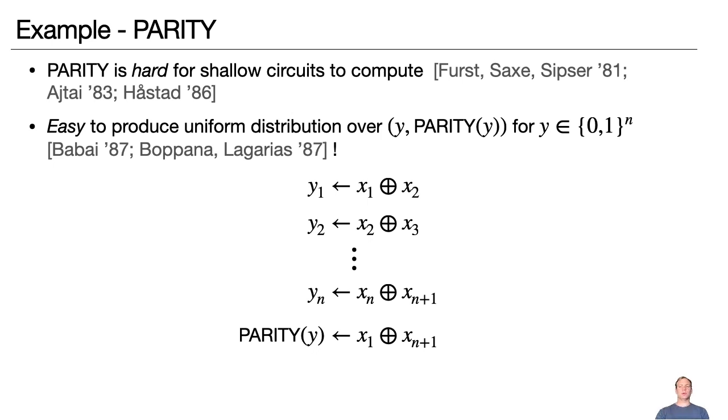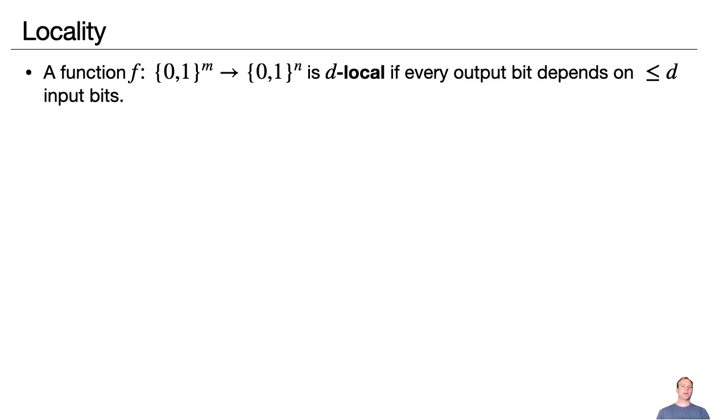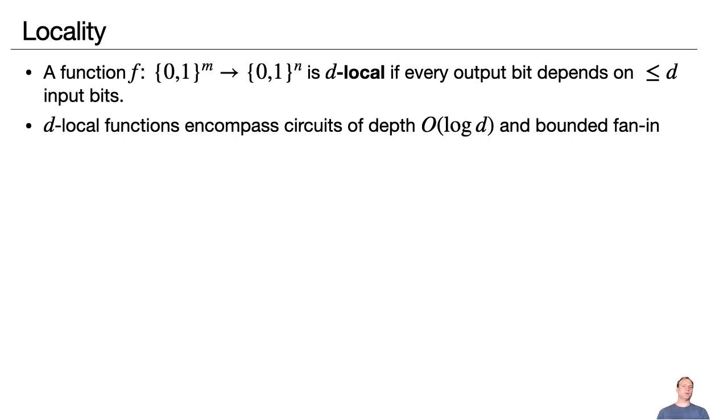Now, our general goal here is to better understand the capabilities of various circuit classes for these sorts of tasks. The computational model that we'll study in this work is categorized by locality. So we'll say that a function is d-local if every output bit depends on at most d input bits. Now, this is a meaningful definition because d-local functions encompass circuits of depth order log d and bounded fan-in. So in particular, constant locality functions encompass NC0 circuits.